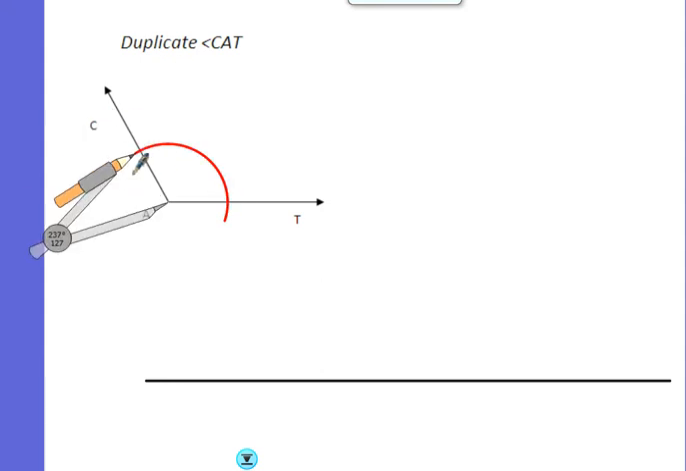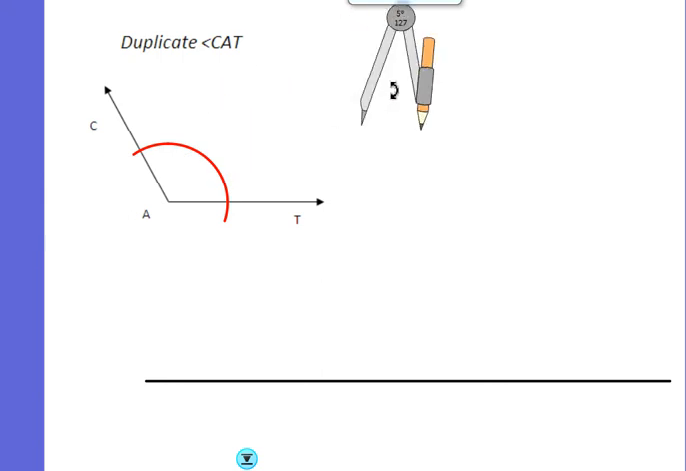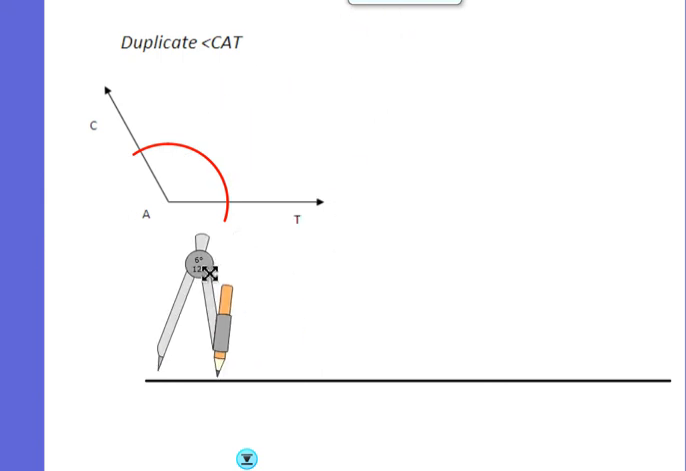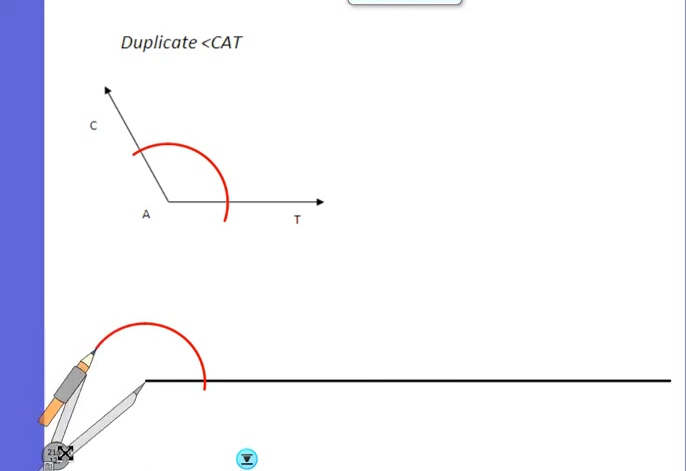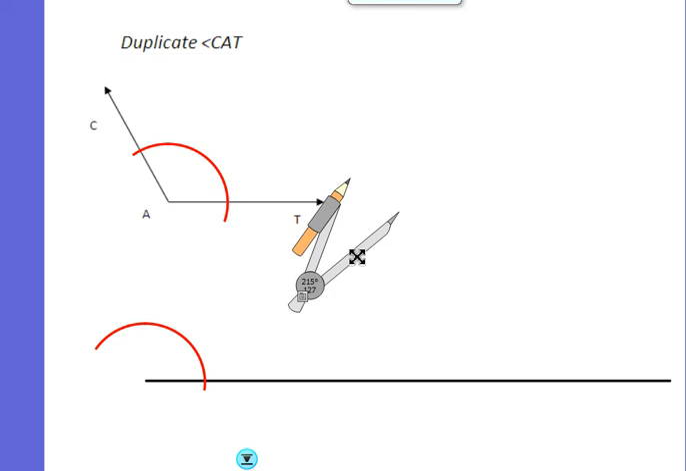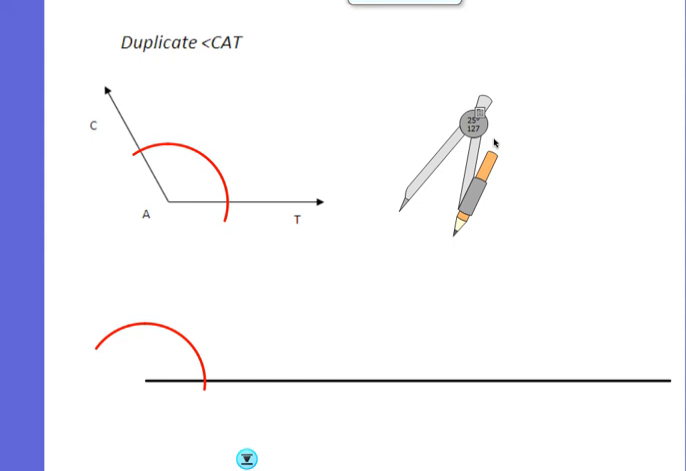I'm just picking a random spot and I'm drawing an arc. Then from there, I'm taking that same distance on the compass. I'm not changing the compass. And I'm drawing an arc on the line segment or the ray I drew at the bottom. And again, go big or go home, because this looks like it's an obtuse angle. So you want to make sure the arc has gone far enough.